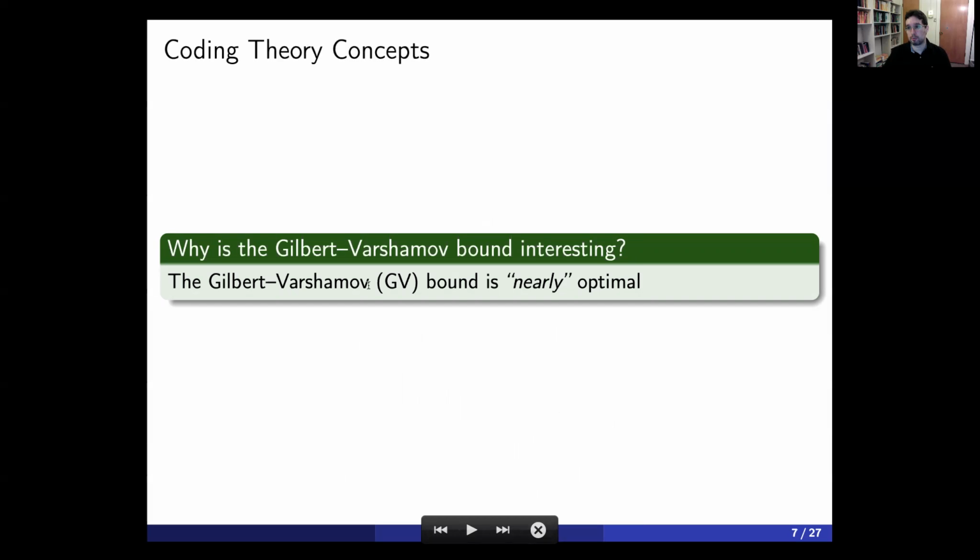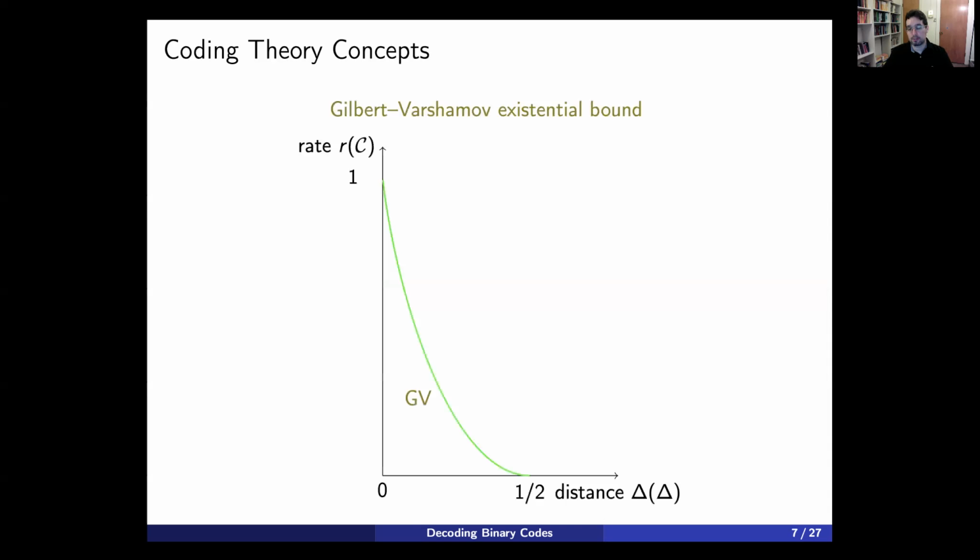Is that it's nearly optional, and nearly, of course, depends on the eye of the beholder. But for us in this talk, we are going to declare the GV bound to be nearly optional. And the reason is this: you have this curve. Everything below here is what we have. There are codes for this. They may not be explicit.